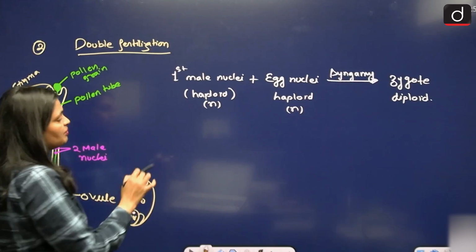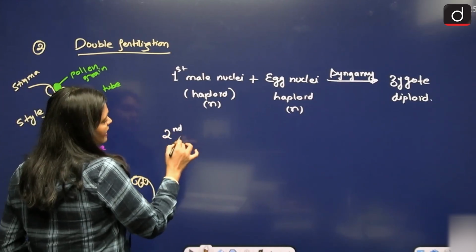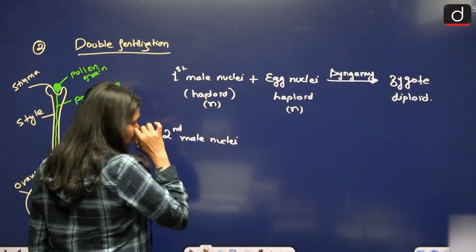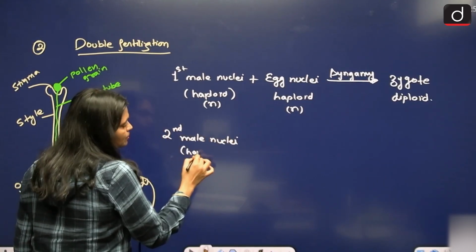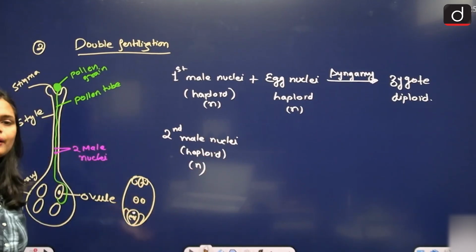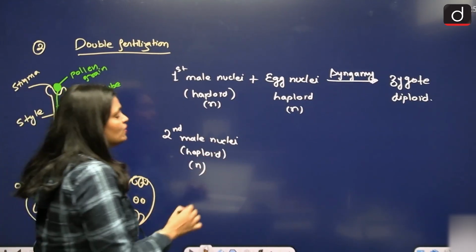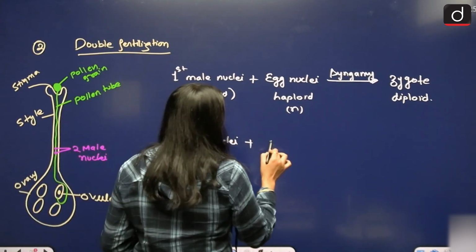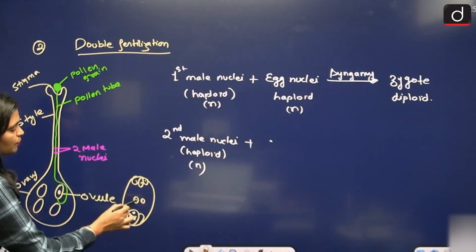What about the second male nuclei, guys? Second male nuclei, okay, which is also haploid. ये जो second male nuclei है, ये भी तो haploid ही है. All right. So now this second male nuclei fuses with these 2 polar nuclei.